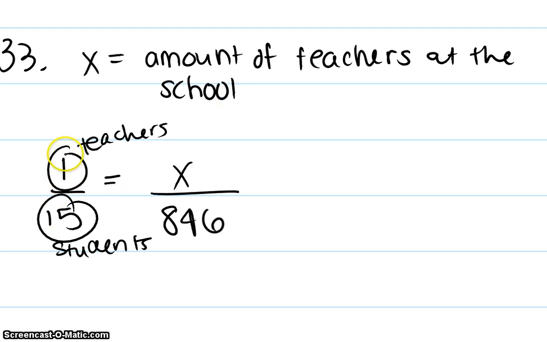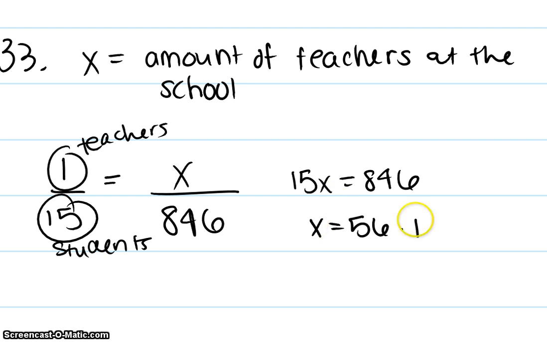Well, with two fractions set equal to each other, you can cross multiply. So what you get is 5 times x, so you get 5x equals 846 times 1, which is 846. When you divide that on a calculator, you would get x equals 56.4. And then we are supposed to round that to the nearest whole number, and so then you get x equals 56. So that means that there will be 56 teachers at that school if there are 846 students.